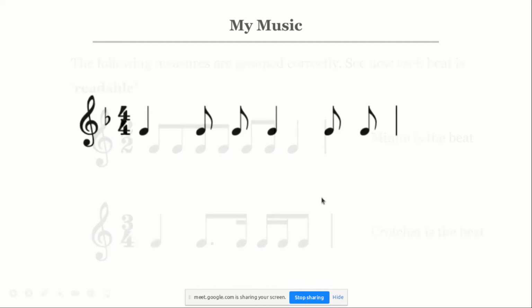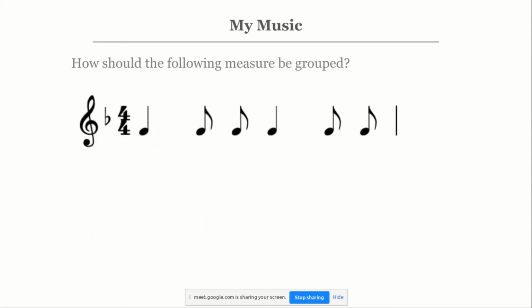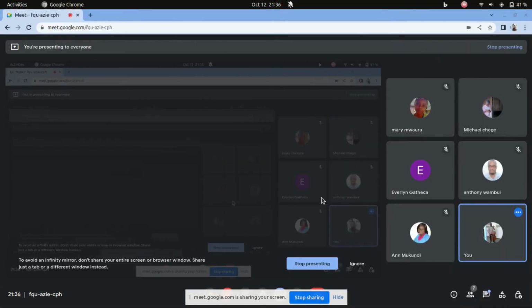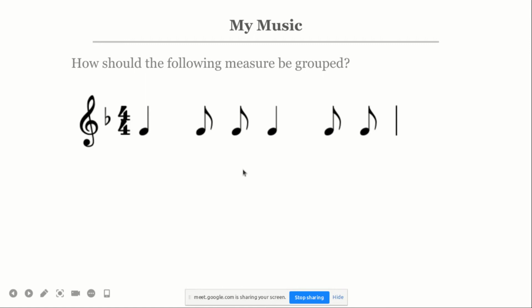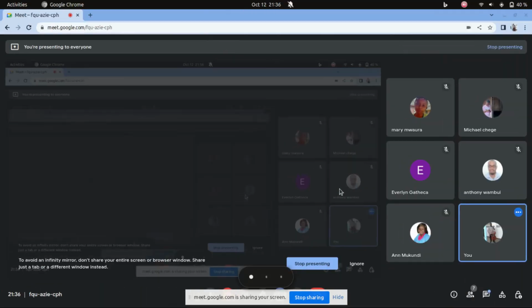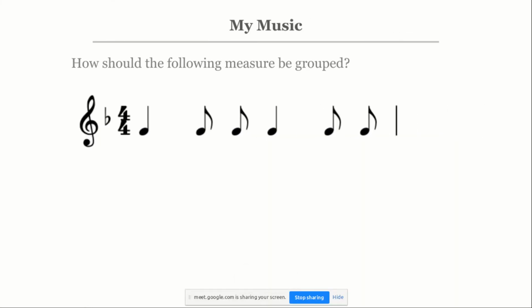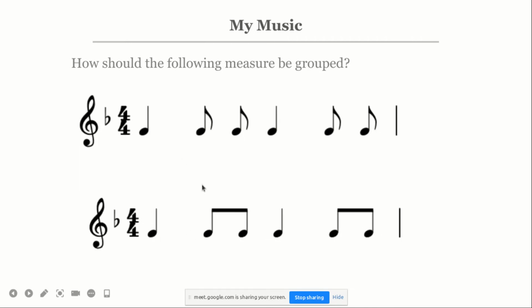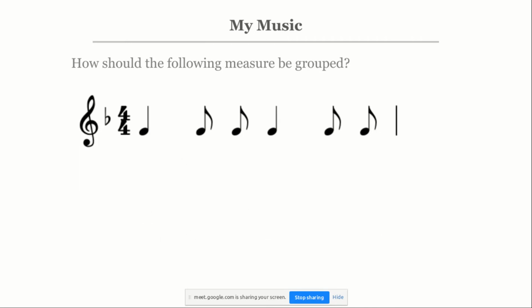Anyone with a question concerning grouping? So let me ask Mary, how will you group this measure to make a good 4/4 bar?